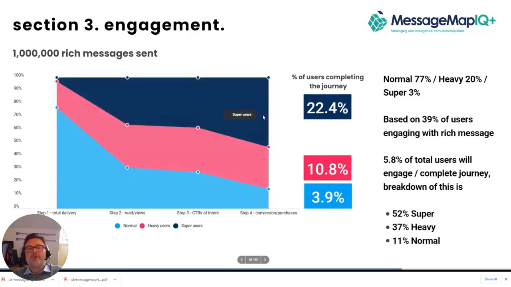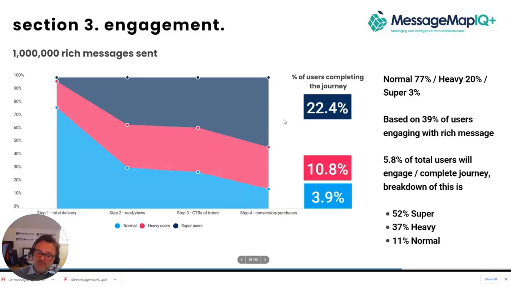Now, with each step of any campaign, the prevalence of super users grows. As you can see over these 4 steps, we have the starting point of messages being delivered, then the percentage of those users likely to read that message, then their intention to move along the journey, and even complete the journey. What this shows is that we would expect about 5.8% of total users in this model to actually complete the journey, whether that's to complete a transaction, engage with the brand in a particular way, make a booking or do something.